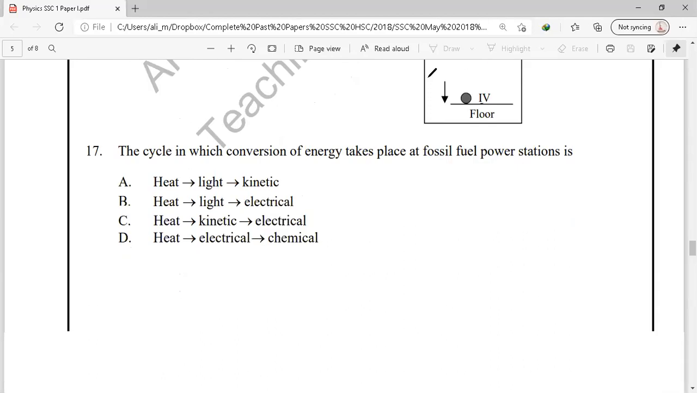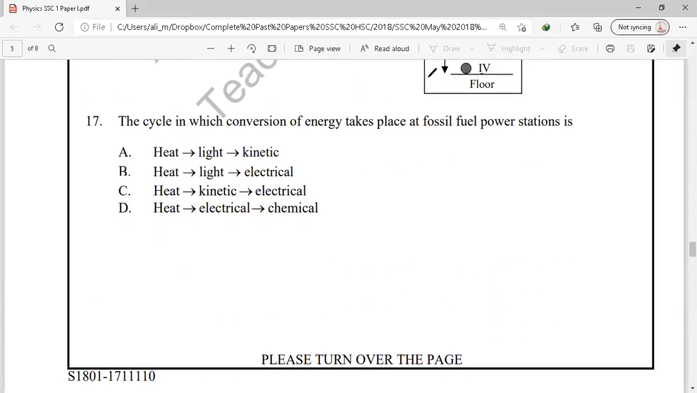So the next question we have is question number 17. In question number 17, we have to describe the energy conversion that is taking place in a fossil fuel power station. We know that in a fossil fuel power station, we burn coal or some other type of fossil fuel, and we get heat from that burning process.